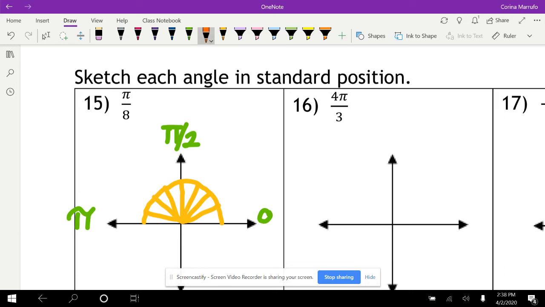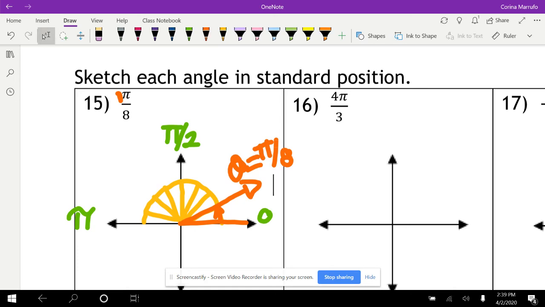But we only want, remember the coefficient here is 1. So we only want one of these pieces right here. Okay, we start on the initial side, and then we stop at the first eighth. And then this would be our arrow right here. Okay. And then we label it, I don't have a lot of space, but theta equals pi over 8.